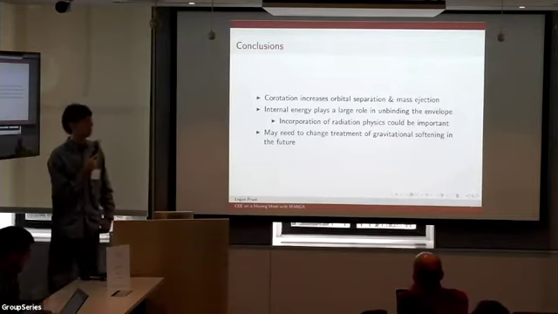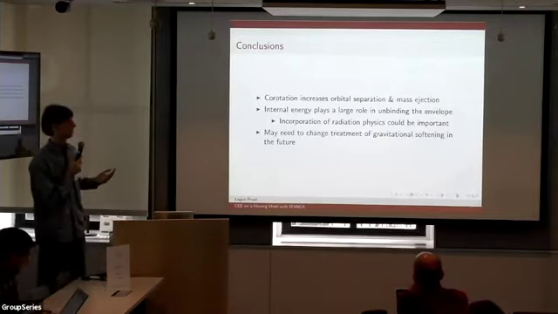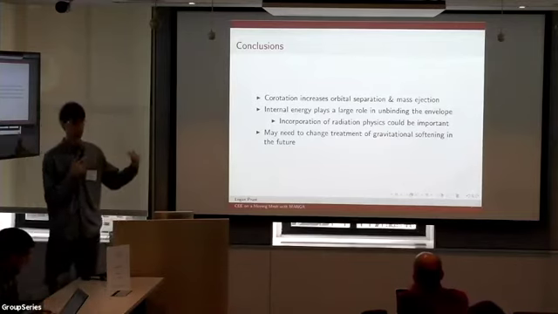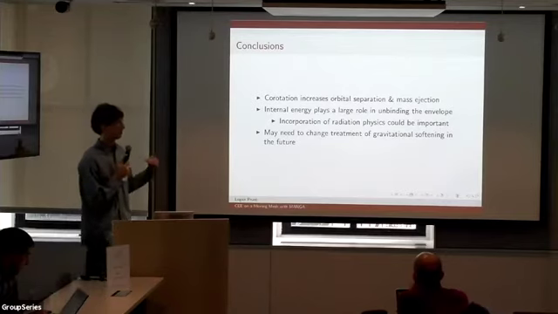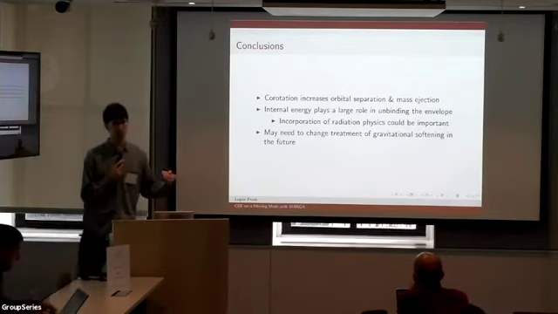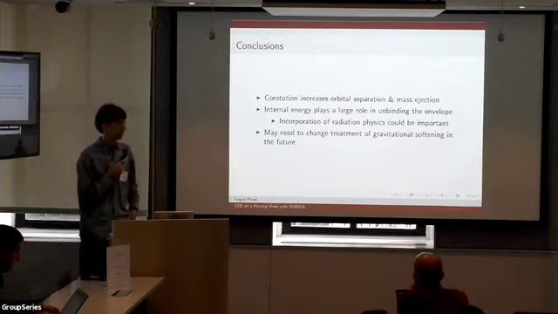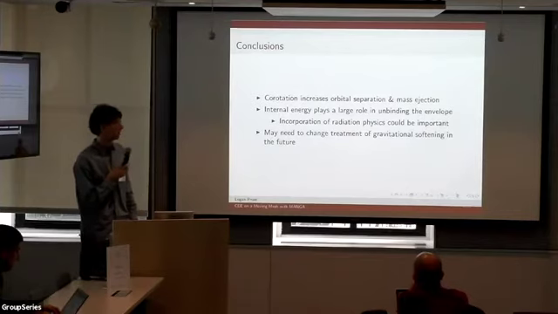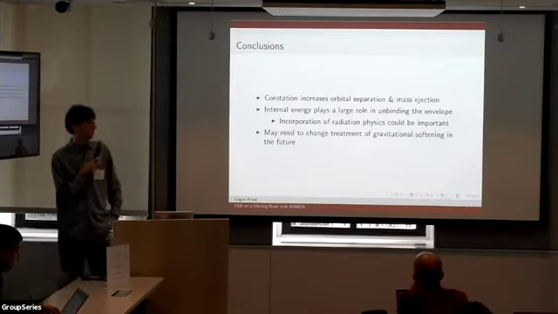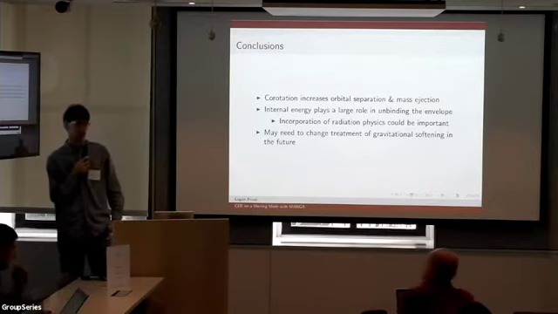All right. So, some conclusions, I've already said some of this. When you include co-rotation versus non-rotating, it results in a larger orbital separation and mass ejection, both of which you might expect because you're increasing the energy and angular momentum present. We've also found that the internal energy plays a large role in unbinding the envelope.